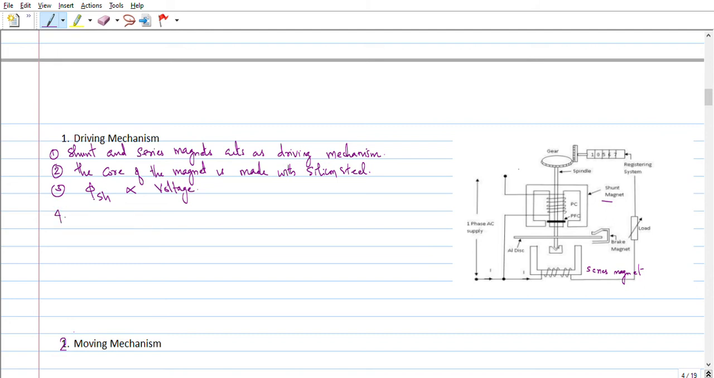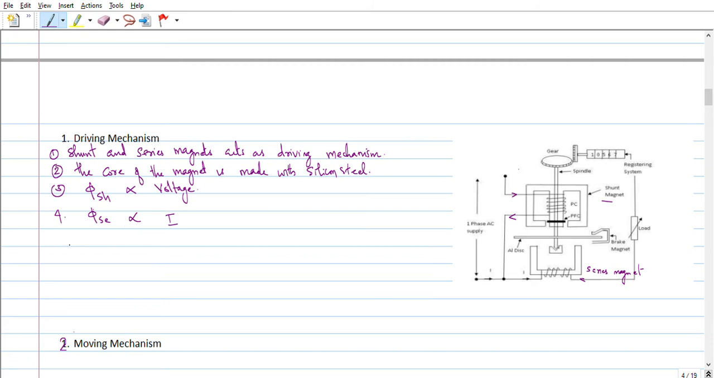And the fourth point: the flux produced by the series magnet, represented by phi SC, is directly proportional to the current. Because the shunt magnet is connected across the supply, and the series magnet is connected in series with the load. That is phi SC: the flux produced by the series magnet is proportional to the current.